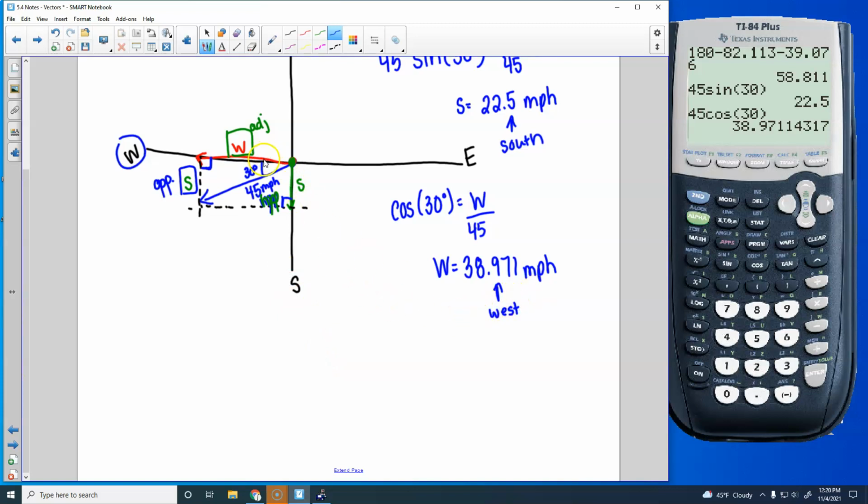so what we have found here is, if we have a wind in that direction at 45 miles per hour, that means that the westward component is 38.971. So anything that's westward, it's hitting with that force, and then the downward or the south component is 22.5 right there. So it's like you're breaking that apart into its perpendicular pieces.